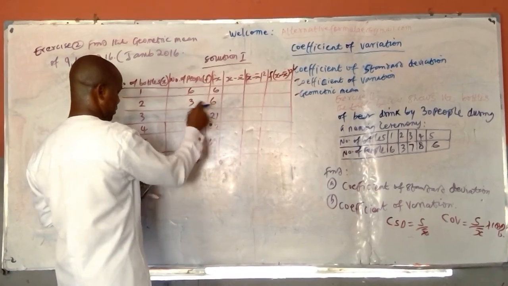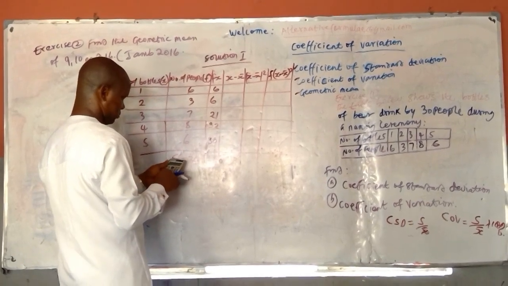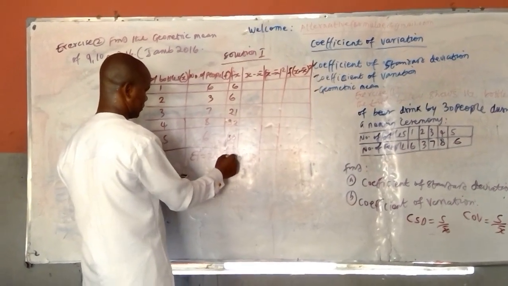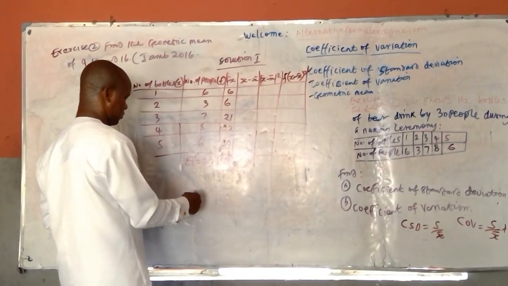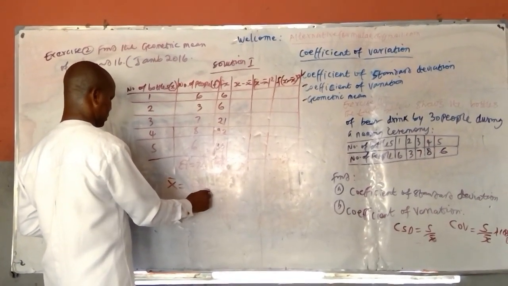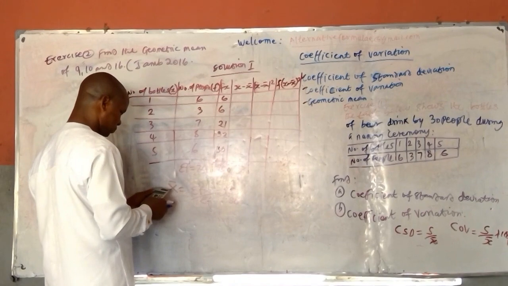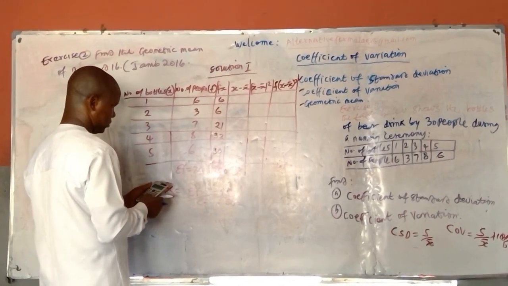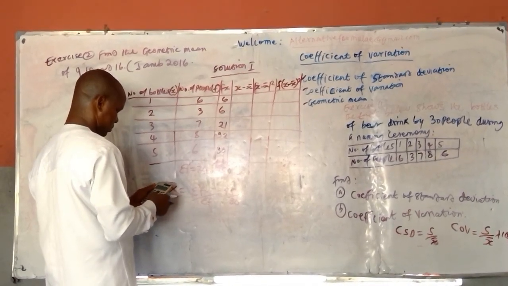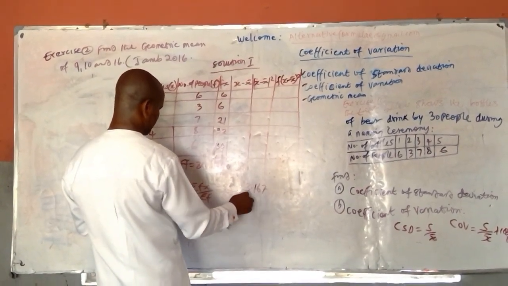So for the whole of this, you have this plus this is 12. So 12 plus 21, plus 32, plus 30. You have 95. So sigma fx is 95. You come back and say x bar equals sigma fx all over sigma f, which is 95 divided by 30. That gives 3.167, to 3 decimal places.